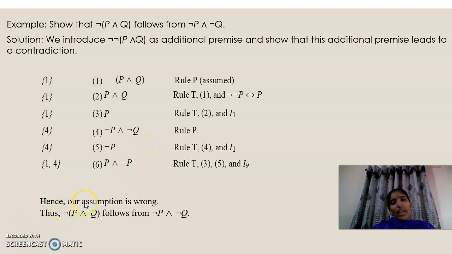So hence our assumption is wrong. The negation of P and Q follows from negation P and negation Q. In the indirect method, directly we have to take the negation of the conclusion. So our assumption is wrong, which means here negation of P and Q follows from negation P and negation Q.